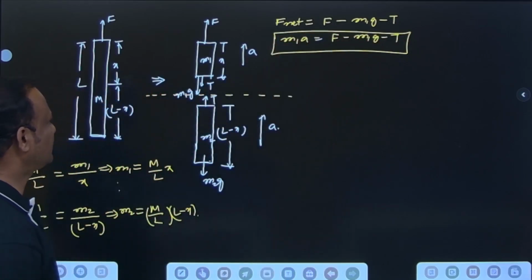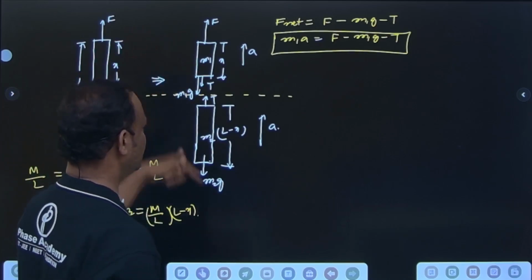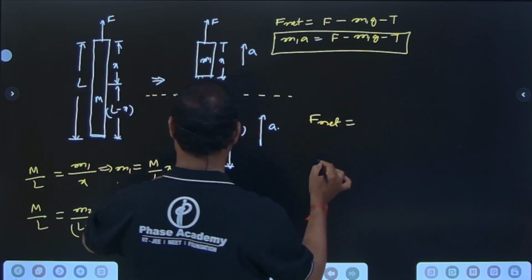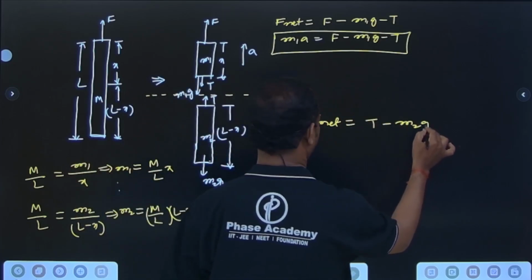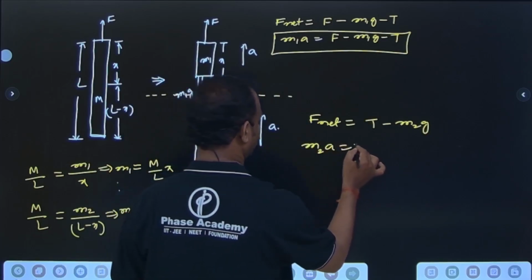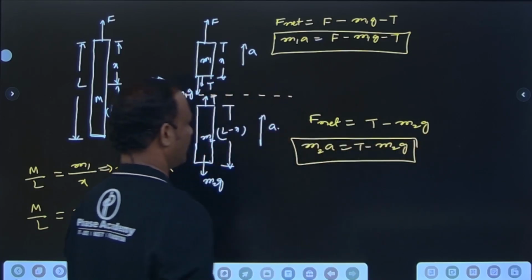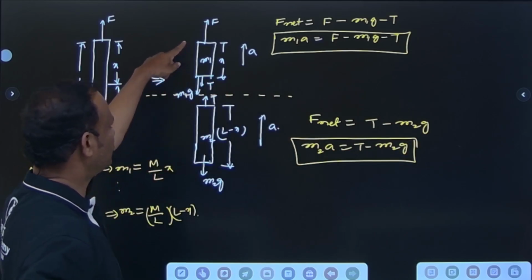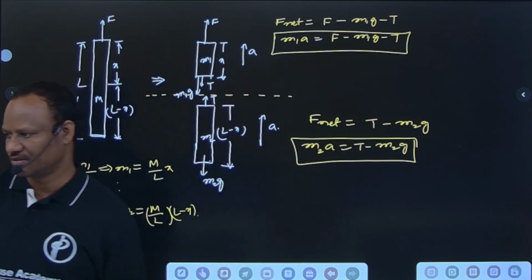For this one, the applied force is capital F, the weight is M1G, and tension is downwards. Now you can take the net force. F net is equal to only T minus M2G. F net means MA, so M2A is equal to T minus M2G. This is the second case. From these two conditions, if you solve them, you will get the acceleration, and next the tension.